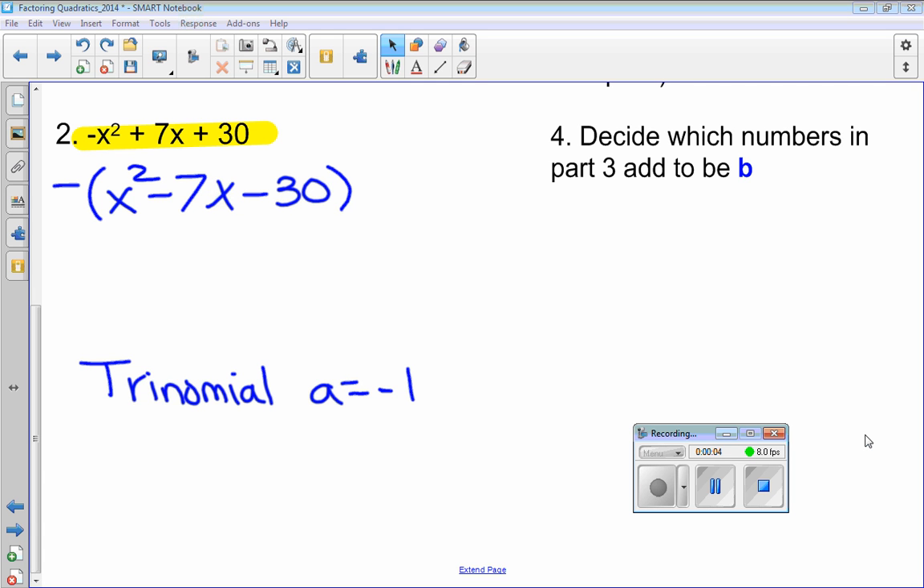So we're just looking at factoring a trinomial with a leading coefficient of -1. Our first step is to factor it out of all three pieces, and so that's what I've done here. Now I need to look at what's inside the parentheses. And Tim, you said you wanted to break it down. So what's the next step?